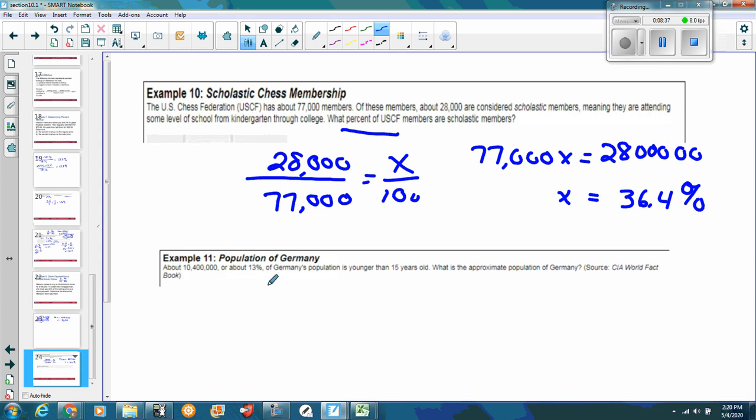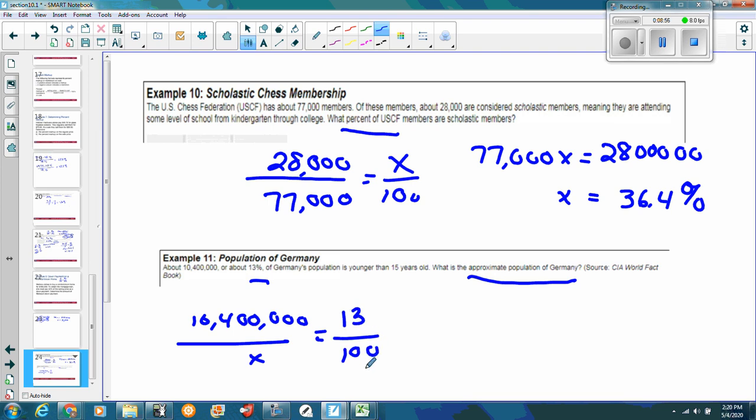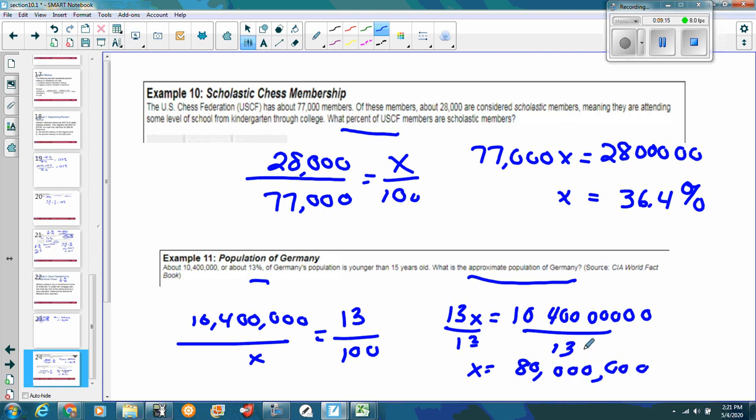So it's just a matter of preference on how you like to do it. About 10,400,000, or about 13% of Germany's population is younger than 15. What's the approximate population? So we want to know 10,400,000 is 13% of what? Okay, so I would get 13x equals 10,400,000. I'm just going to add 2 decimals and divide by 13, and you end up with the population is 80 million. So again, I use is over of equals percent over 100, and that's what I did up here. Okay, so that's the second half of 10.1.